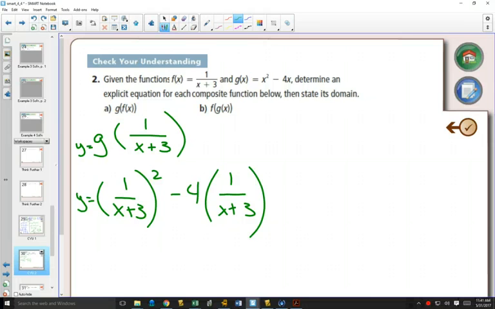As far as figuring out the domain, what you're really looking for is, is there anything we can't put in? Any non-permissible values, any square roots of negatives, those kind of things. Well, in this case, you're not going to be allowed to put in a negative 3, because that would cause you to divide by 0. So our domain is going to be everything except x can't equal negative 3.